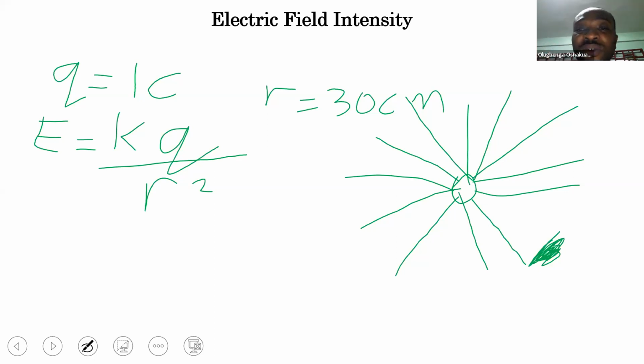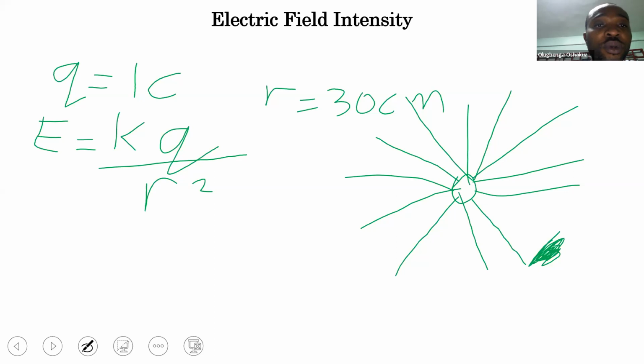And at a certain distance from a charge, the field strength will increase when you move closer. So when you move closer to a charge, the field strength will increase, following the inverse square law. And when you move away from the charge, the field strength will also reduce, obeying the inverse square law.